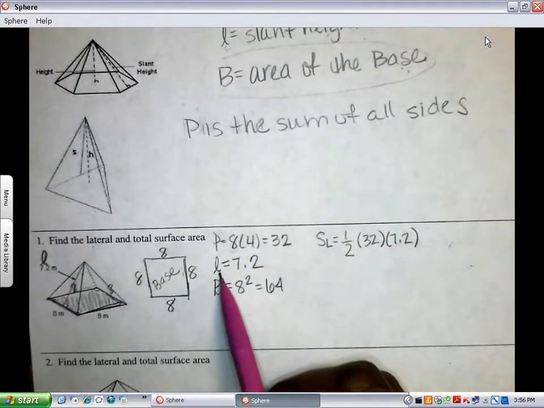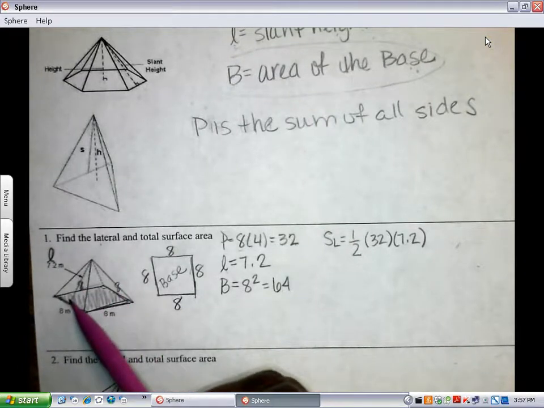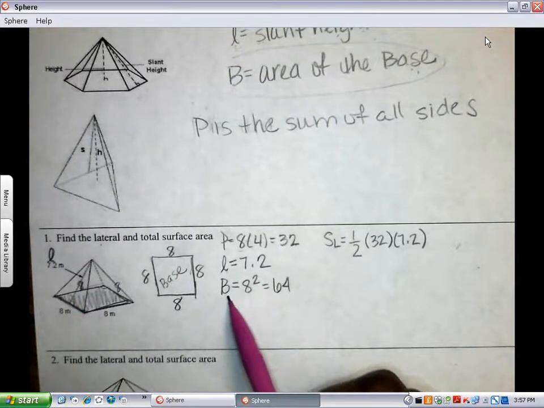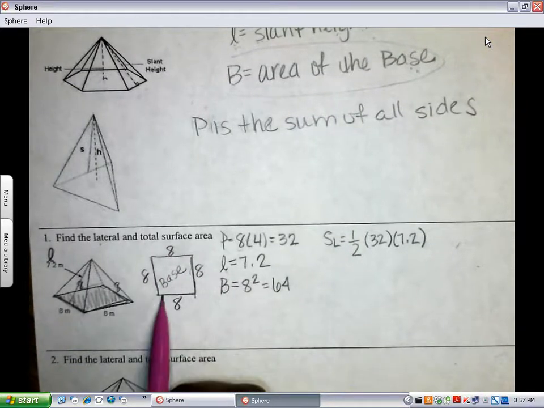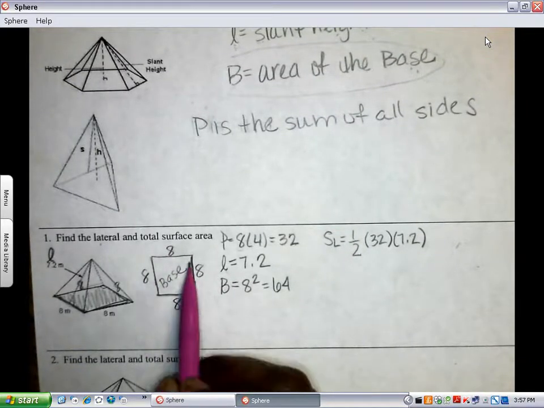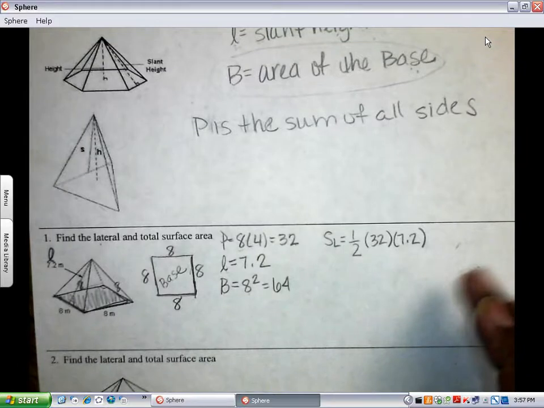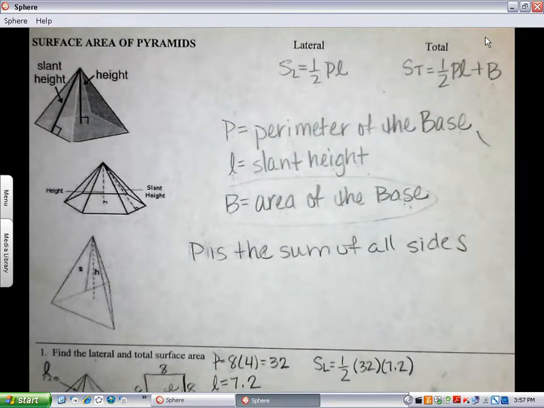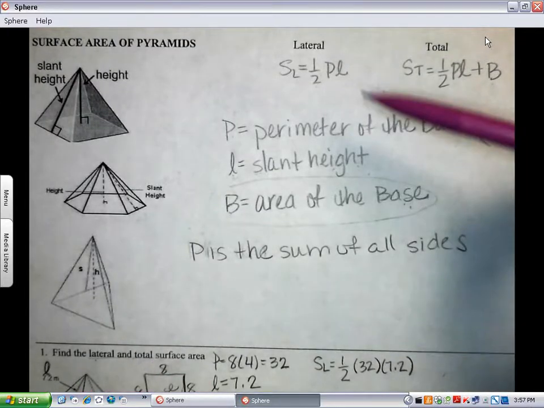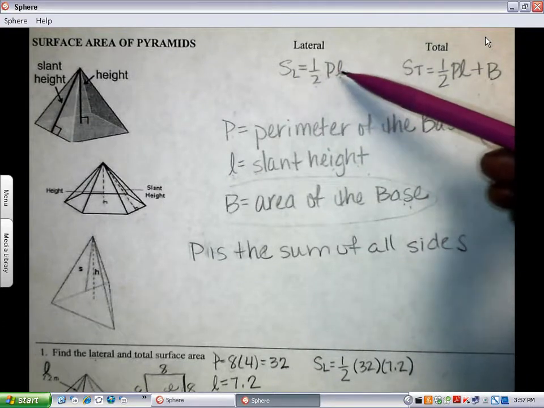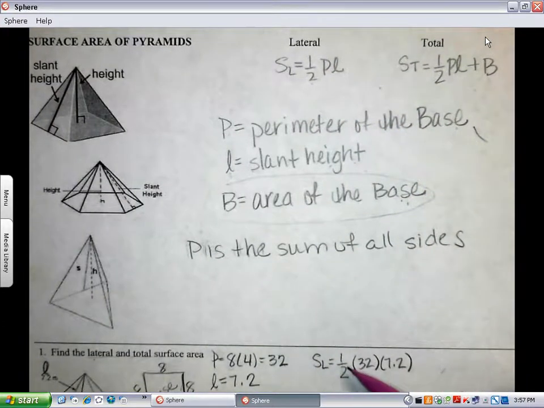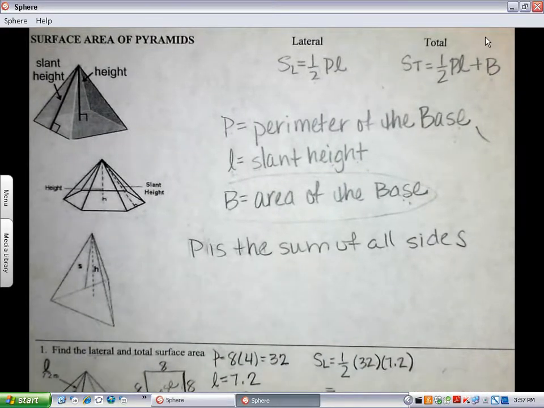For the slant height, that came from here, it's 7.2. And then for the base area, this is a square. All the sides are 8, so the base times the height is just 8 times 8, which would be 8 squared, and that's 64. Okay? So now you look back at your formulas if you don't remember them. To get the lateral surface area, because we're finding both lateral and total, you have to use 1/2 times the perimeter times the slant height. So 1/2 times 32 times 7.2. You can put it in the calculator, just like you write it on your paper.